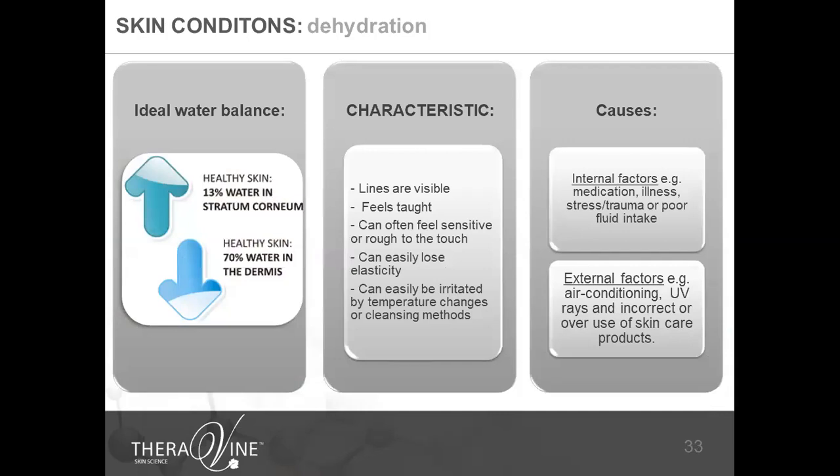So for ideal water balance in the skin, you need to have 13% water in the stratum corneum and 70% in the dermis. Characteristics of a dehydrated skin: you'll find lines, sorry, not lines and wrinkles, just fine lines. We used to call them crisscross lines. And sometimes you can see it immediately when you look at the skin. That is usually your deep dehydration. But if it's more superficial, you need to push the skin gently. By just pushing the skin, that's when you will find those little crisscross lines coming up.